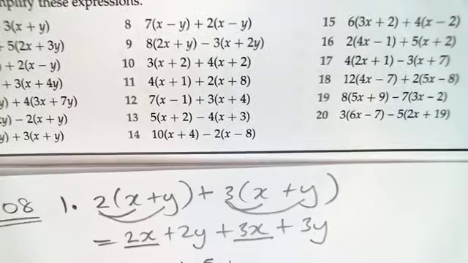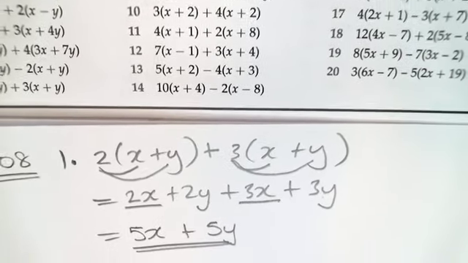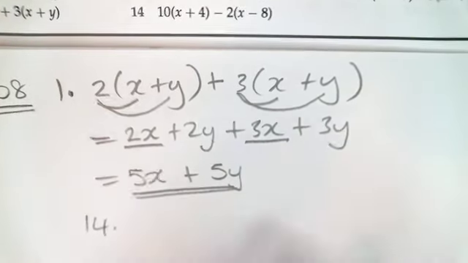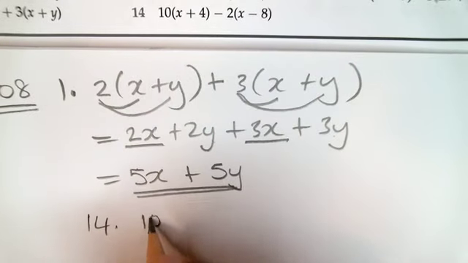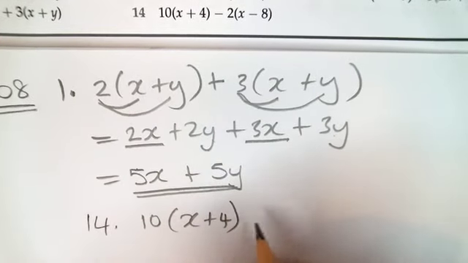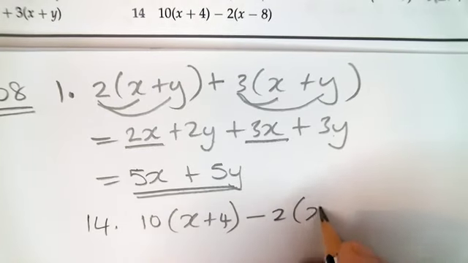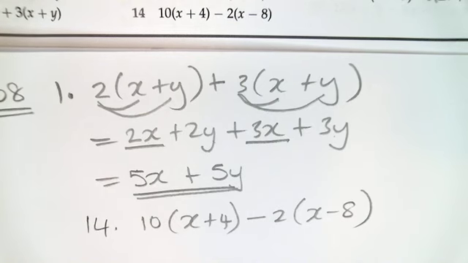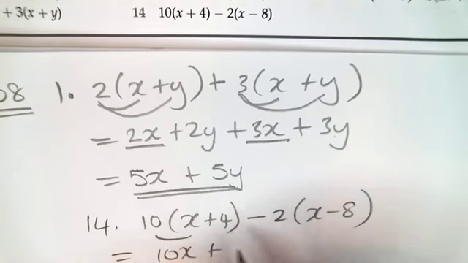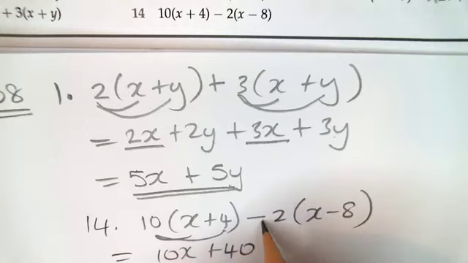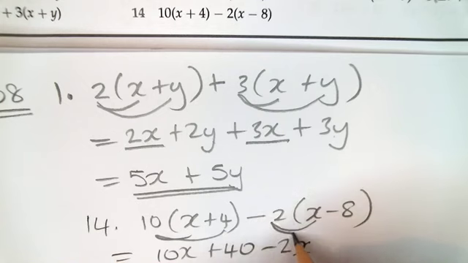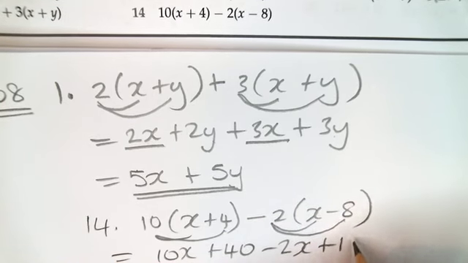Now, some of these get a little bit curly. Let's have a go at number 14. So 14 is a bit more curly because you've got a negative in there. And watch what happens. You get 10(x + 4) minus 2(x - 8). You treat it exactly the same way, but you've got to remember you're multiplying by a negative in the second half. So this is equal to 10 times x is 10x plus 10 times 4 is 40. Then you got negative 2 times x is minus 2x, and you got negative 2 times negative 8, which is plus 16.